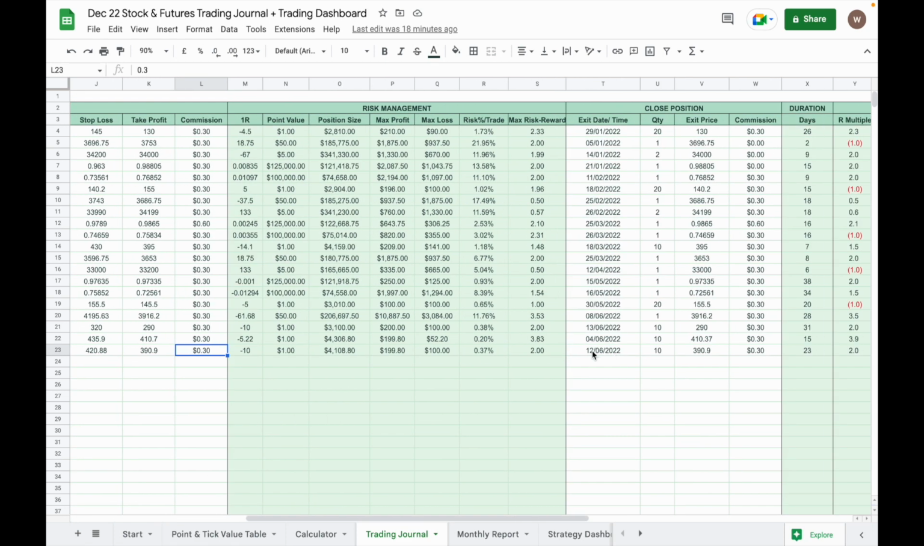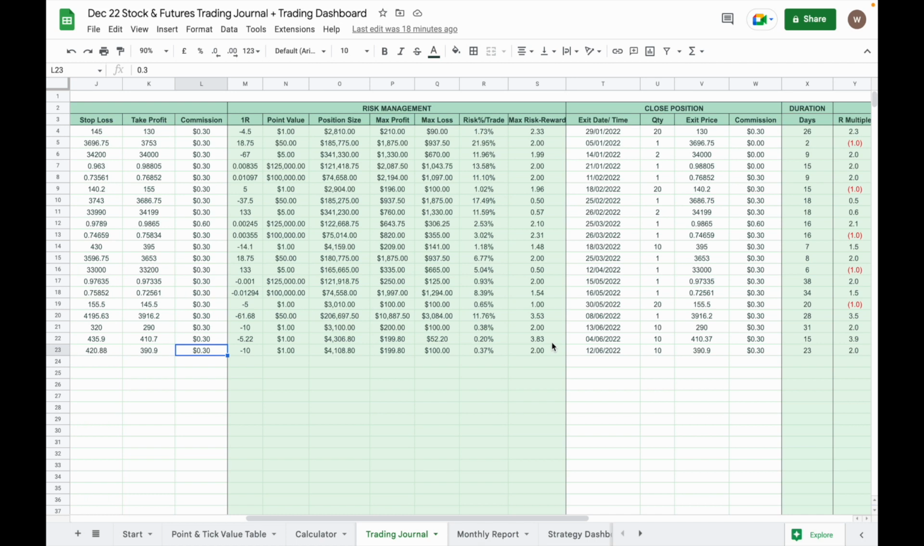As you can see here, after you key in all the data on the white cell, here it will show you the risk management here, such as the 1R distance, your maximum profit, your maximum loss, the risk percentage per trade, your maximum risk to reward ratio.